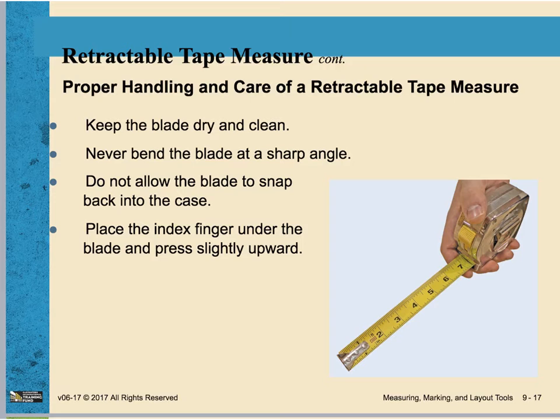Make sure you use a tape measure properly. Keep the blade clean and dry. This will keep your tape measure from getting rust and dirt. Never bend the tape measure at a sharp angle, either forward or backwards. Doing this will cause the tape measure to break. Always place your finger under the blade and not on the side. When you place your finger under, make sure you're always pressing slightly upward to keep the tape measure slow or to lock it in place.